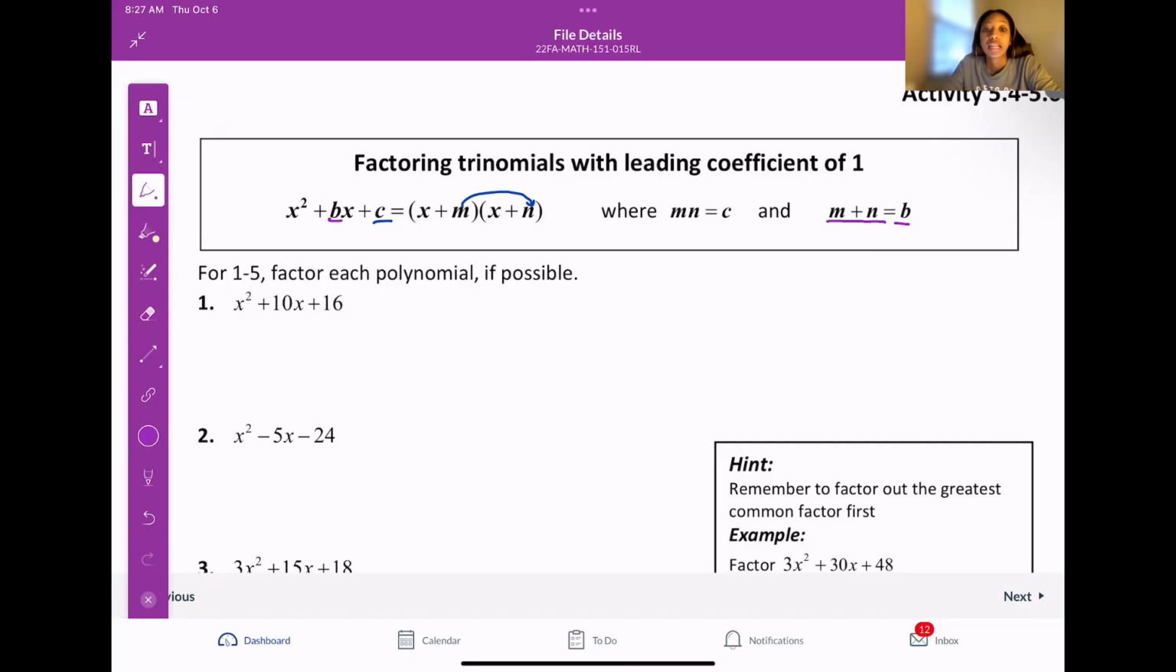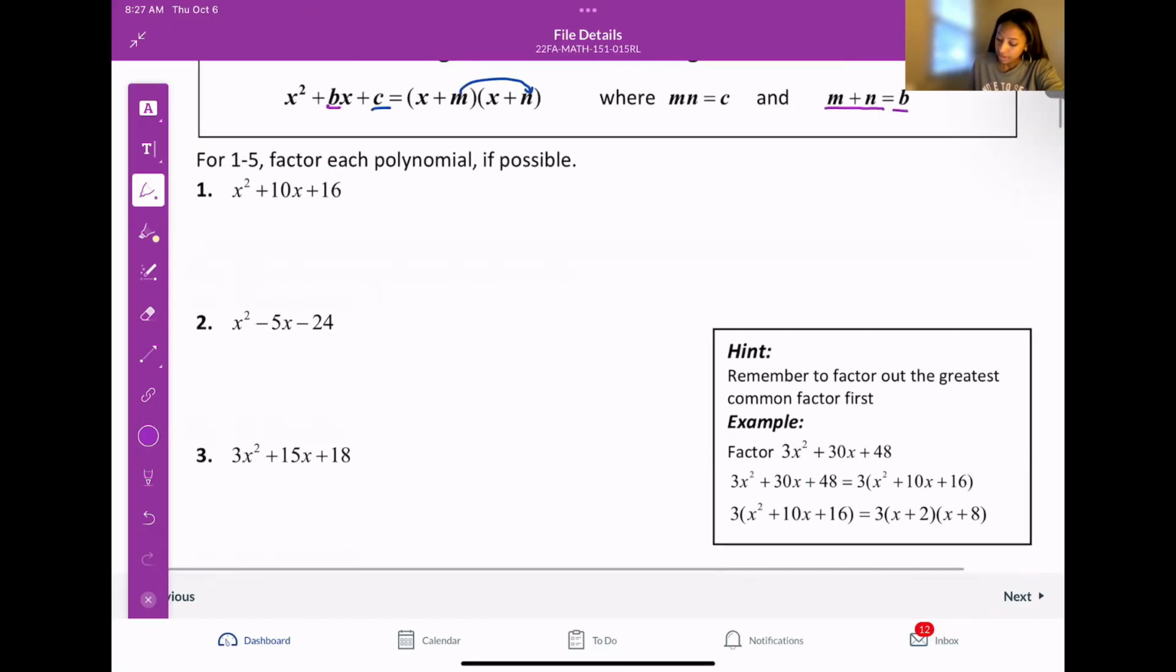All right, let's practice that. Okay, there's some hints over here. Remember to factor out the greatest common factor first. So if there is a greatest common factor, factor that so that we have our x squared term with a coefficient of 1, and then use this technique.